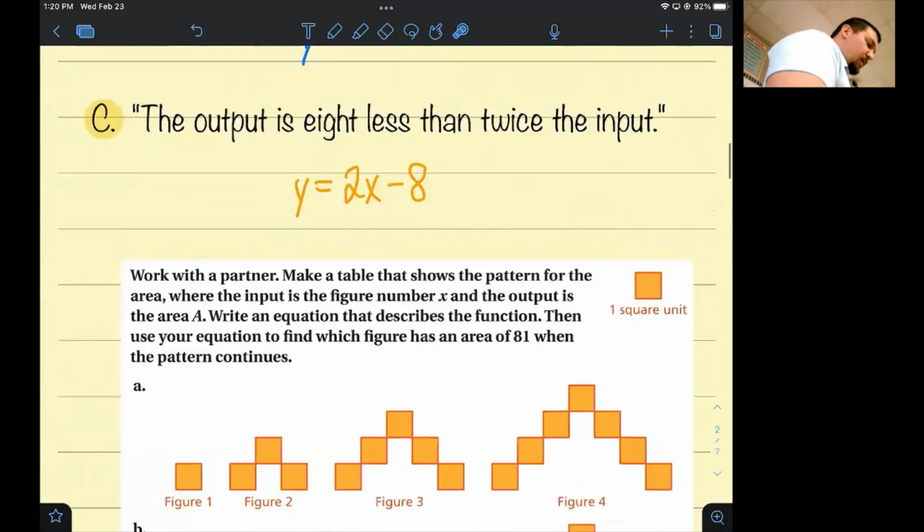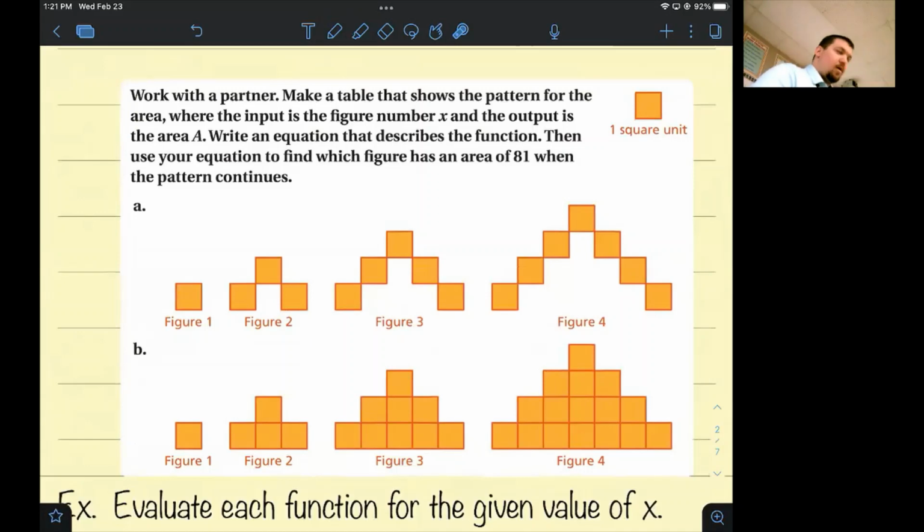Okay. Next one. Okay, we're not going to work with a partner today. Make a table that shows the pattern for the area where the input is the figure number x, so figure 1, figure 2, figure 3, figure 4, and the output is the area, meaning the number of squares. Write an equation that describes the function, and then use your equation to find which figure has an area of 81 when your pattern continues. We'll see if we have time for that.